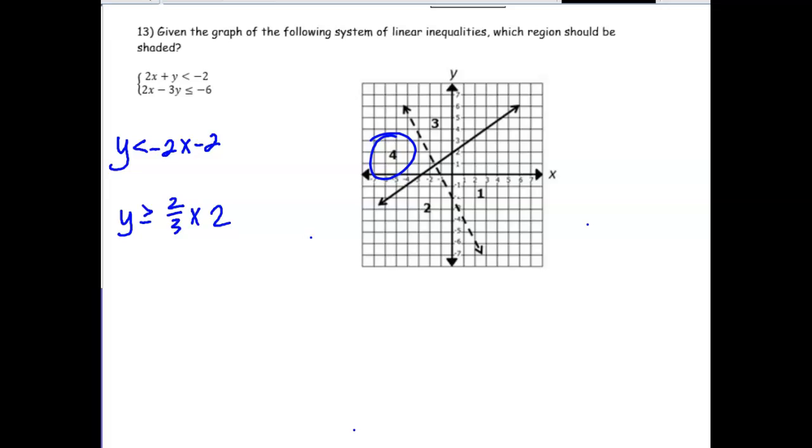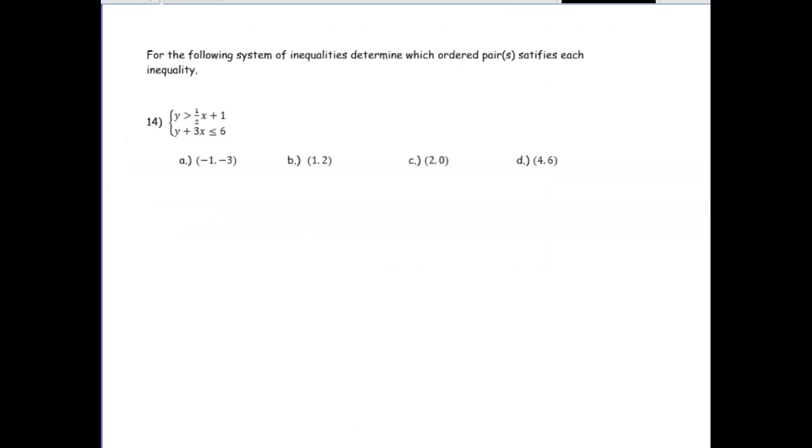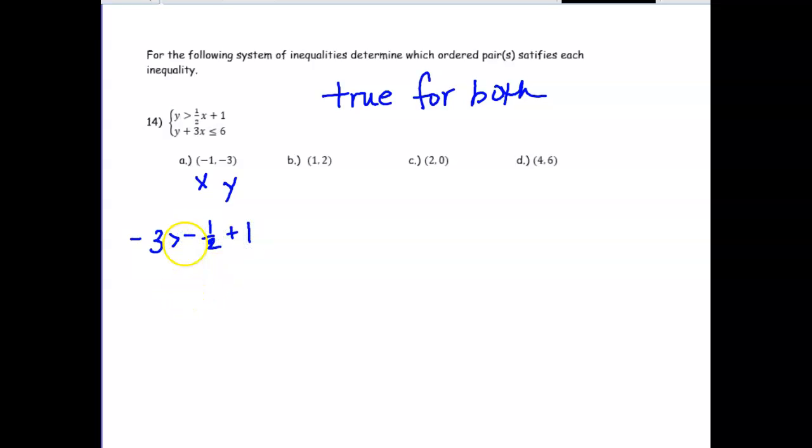Now, for number 14, for the following system of inequalities, determine which ordered pair satisfies the equation. All you're going to do is plug in your x and your y for A, B, C, and D. And it's got to be true for both, so for it to be a solution, it's got to be true for both. In this first case, I'd get negative 3 is greater than negative 1 1/2 plus 1. So that's going to be negative 3 is greater than 1/2 when we add them, and that's a false statement. So as soon as we hit that false statement, we can move on.